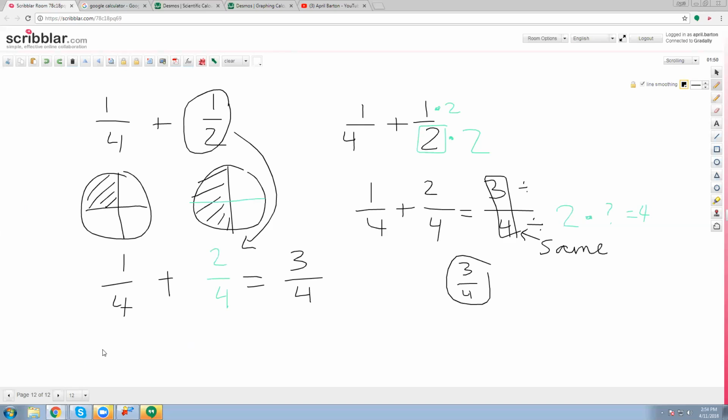This can change a little bit. I'm going to show a new example, because 3/4 was the final answer. This can change a little bit if you don't have denominators that will multiply easily.